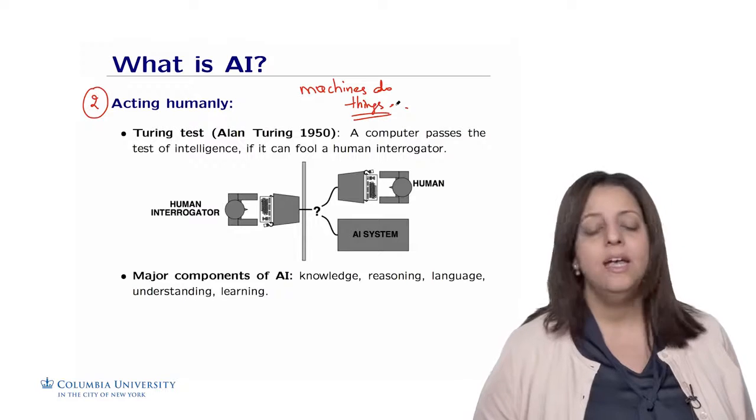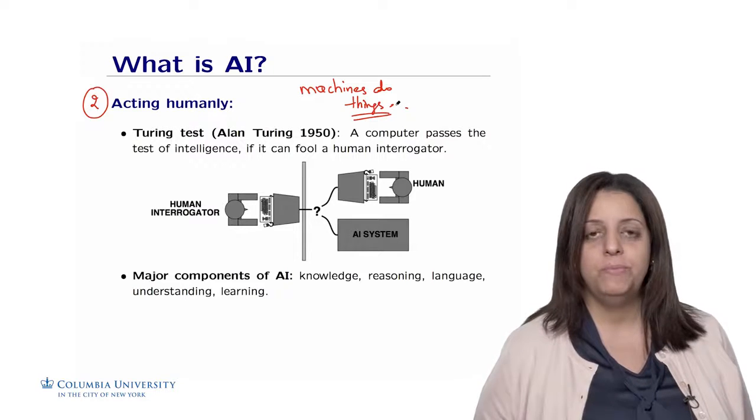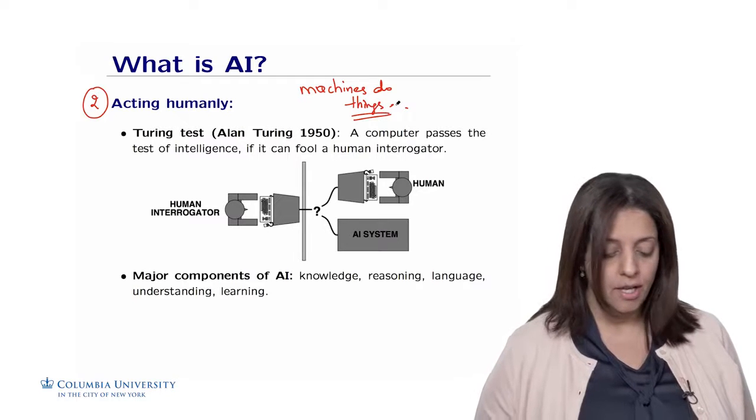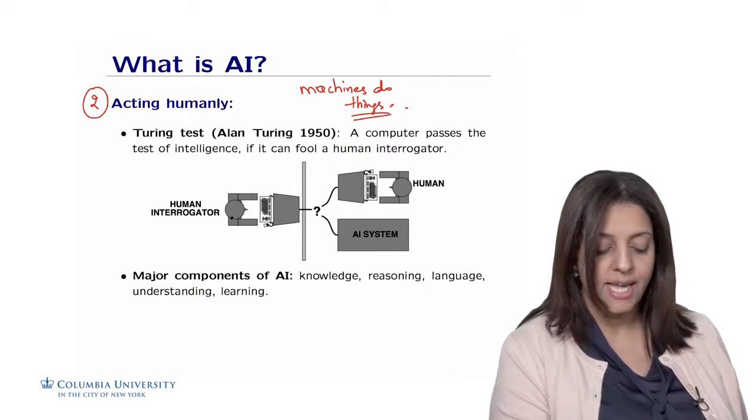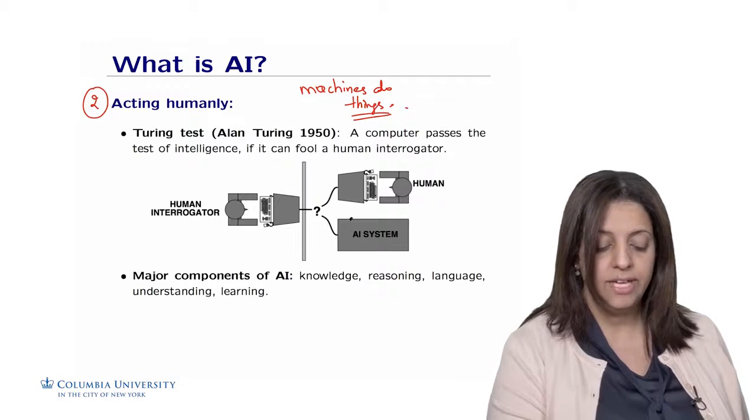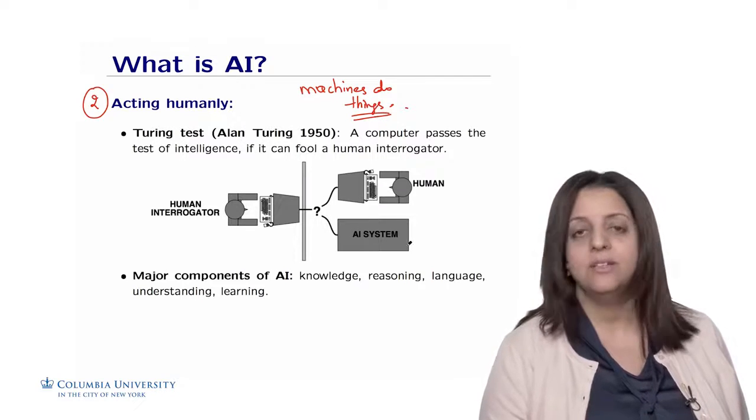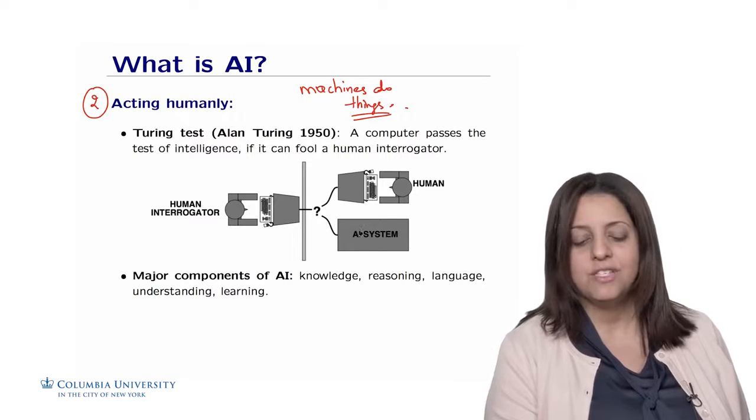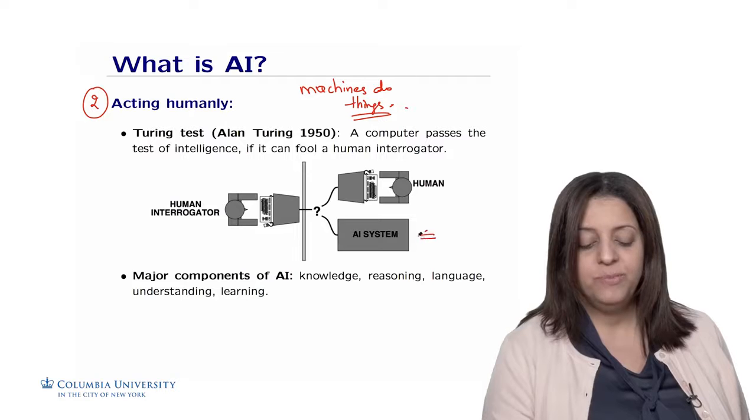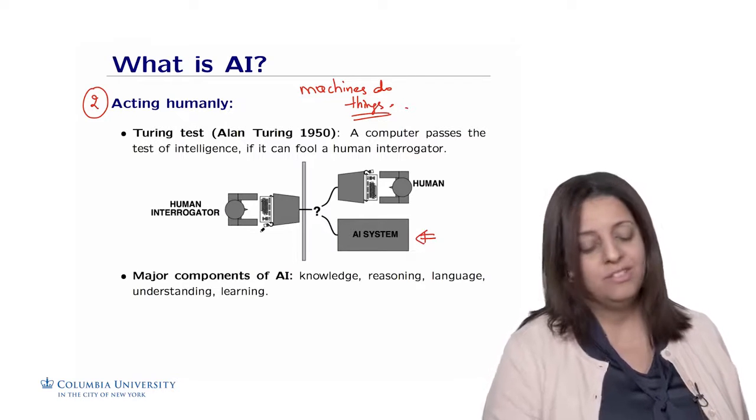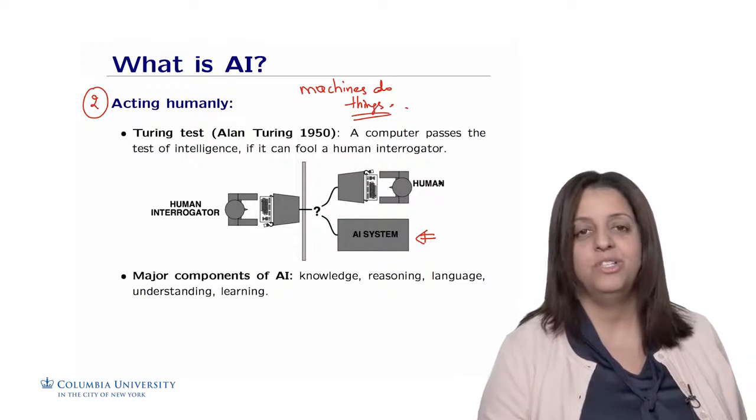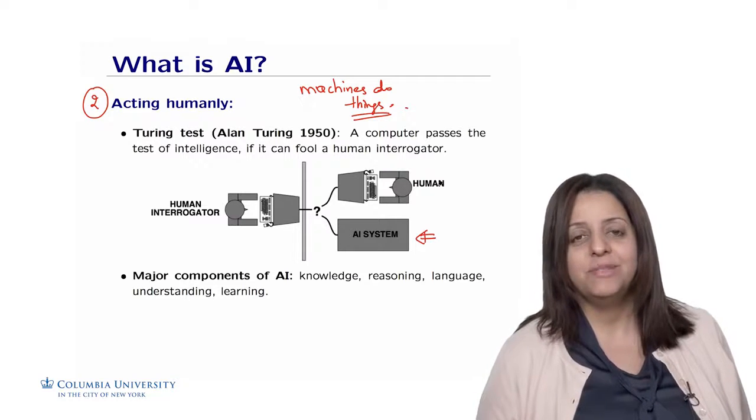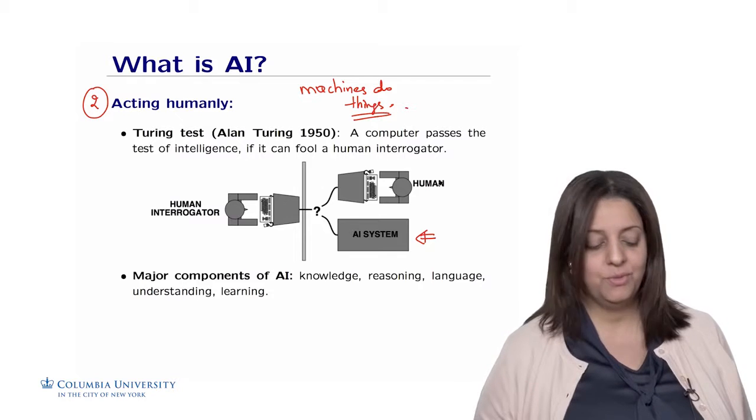In his test, he deemed a computer to be passing a test of intelligence if it can fool a human interrogator. To picture this, we have a human interrogator on one side, and there is a wall separating this human interrogator from another human and an AI system. The human interrogator will be asking questions to the other side of the wall, and an AI system would be deemed intelligent if the human interrogator cannot tell which is the AI system and which is the human. So it fooled the human interrogator, and it showed that it exhibits some form of intelligence because it was able to do that.